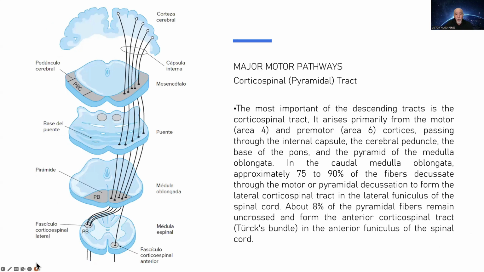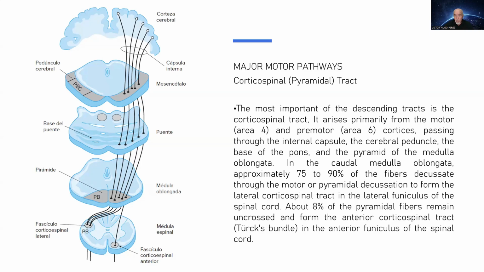The major motor pathways. This is very well known as the corticospinal or pyramidal tract. The most important of the descending tracts is the corticospinal tract. It arises primarily from the motor area 4 and premotor area 6 cortices, passing through the internal capsule, the cerebral peduncle, the base of the pons, and the pyramid of the medulla oblongata.